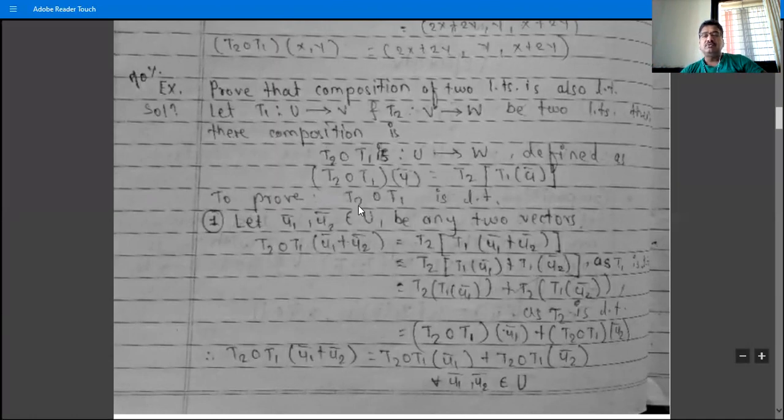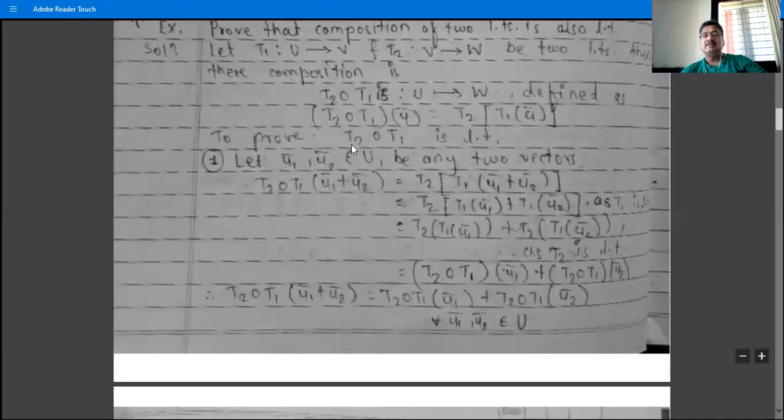Then we have to prove T2 circle T1 is a linear transformation. T2 circle T1 is a linear transformation if it satisfies the two properties of linear transformation. So first we take two elements from U. Suppose U1 bar and U2 bar belong to U, two vectors. Then T2 circle T1 of (U1 bar plus U2 bar). What do we have to show? T2 circle T1 U1 bar plus T2 circle T1 U2 bar. That is the first property.